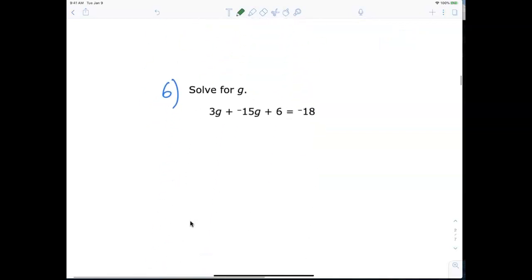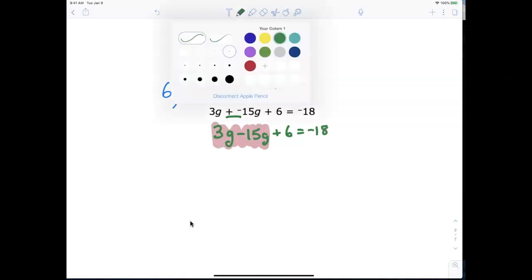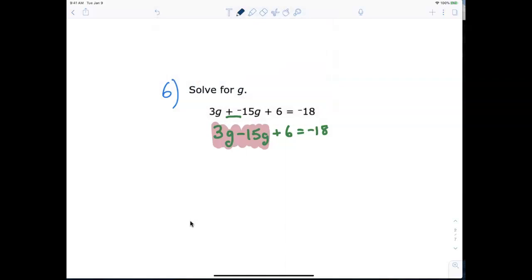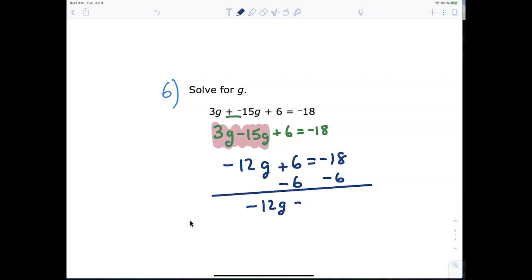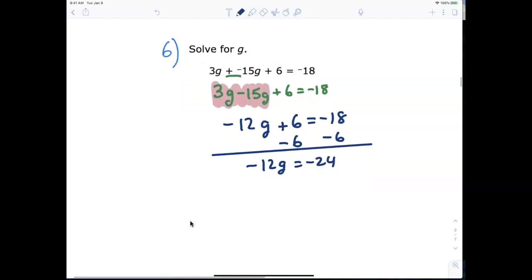Now, next we're combining terms again. But again, we don't really do plus minus, so I'm just going to rewrite this as 3g minus 15g plus 6 equals -18. Again, we're combining terms. So 3 minus 15, -12g plus 6 equals -18. Subtract 6, -12g equals -24. Divide both sides by -12, and so g equals 2.